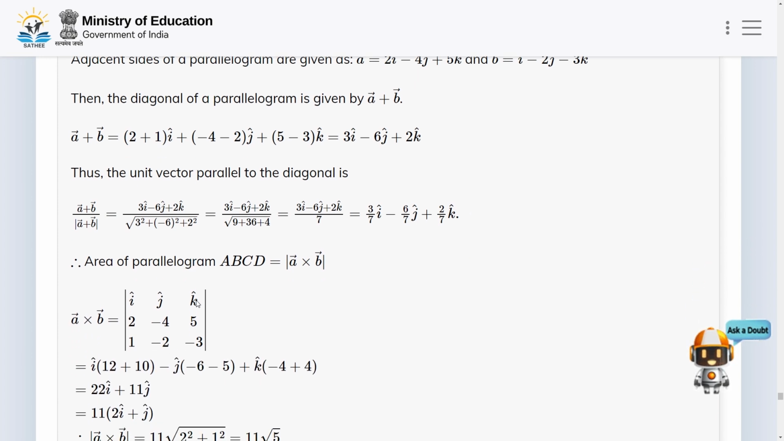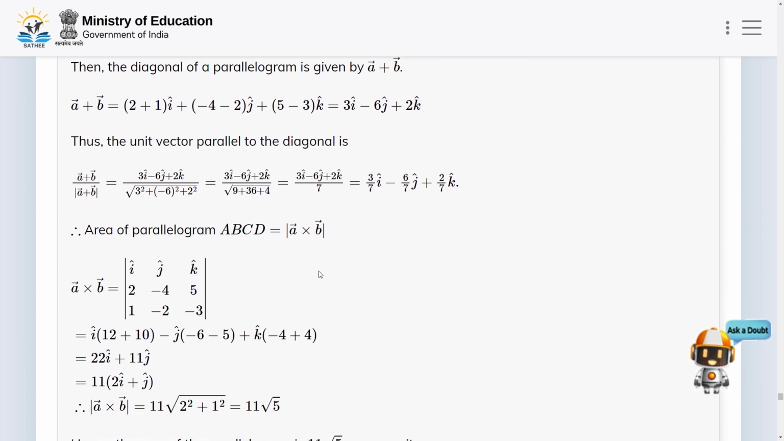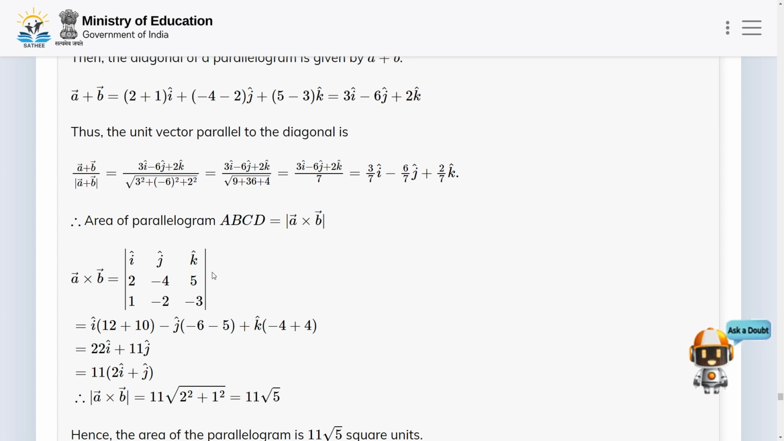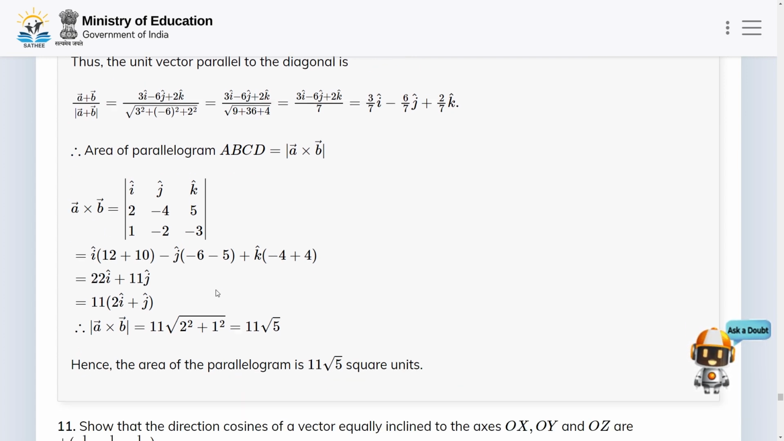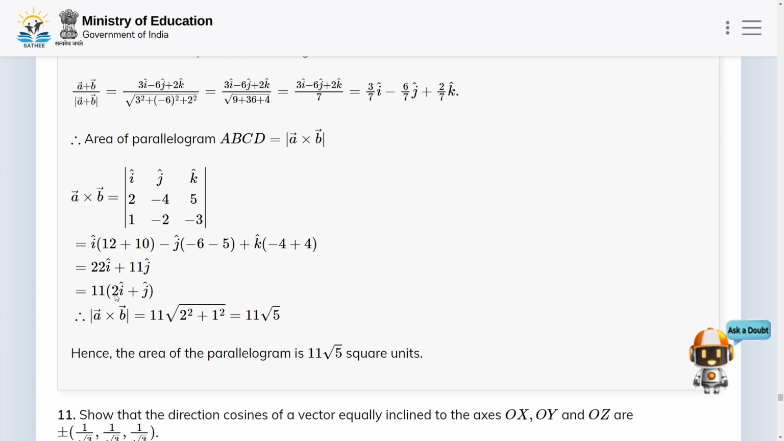For area, you have to find the magnitude of a cross b. The a cross b can be found by evaluating this determinant, and this determinant value will be 11 times (2i hat plus j hat). This means the magnitude will be 11 times root of 2 square plus 1 square. This means 11 times root 5. So the area will be 11 root 5 square units.